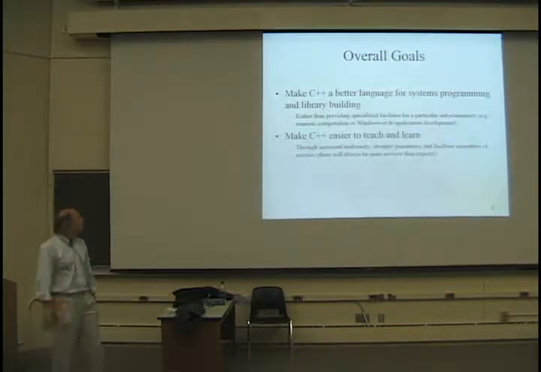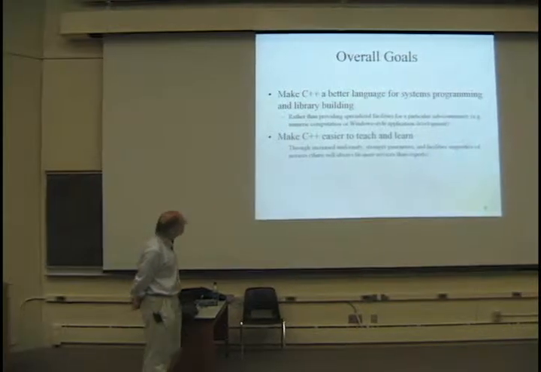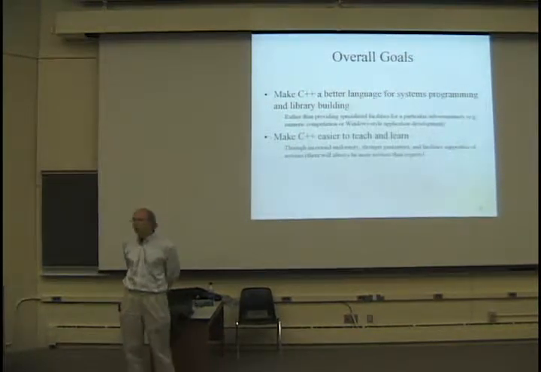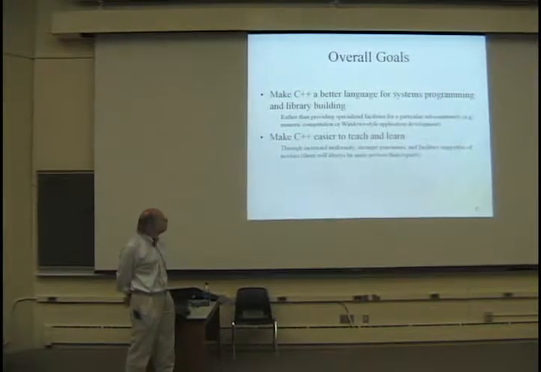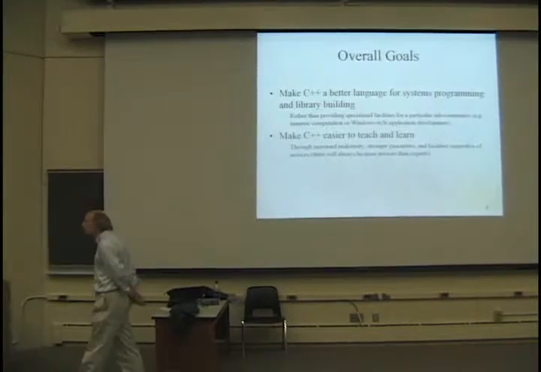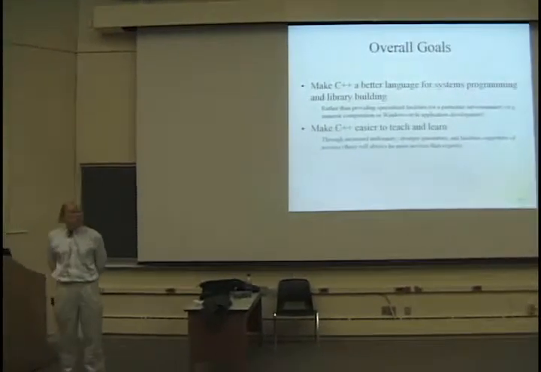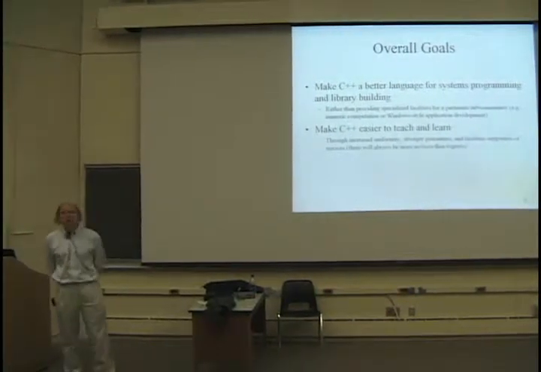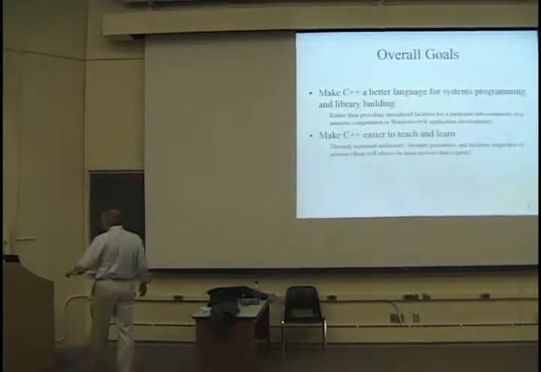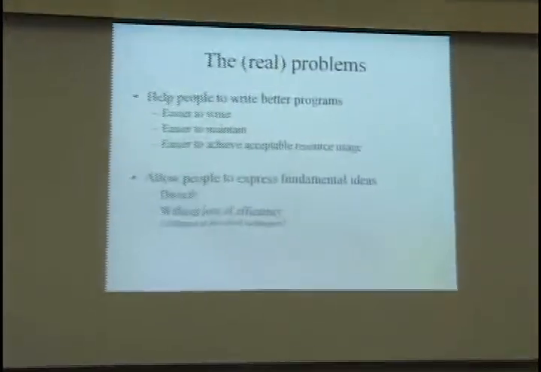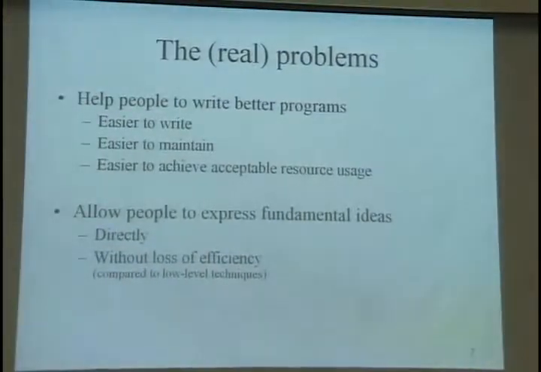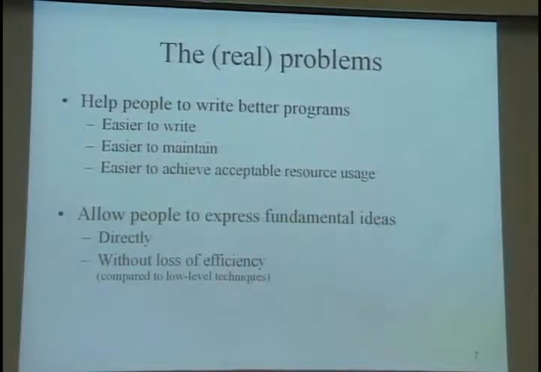And we would like to make C++ easier to teach and learn, and since we can't cut away things, that means that we have to increase uniformity, we have to make stronger guarantees about things. Basically, we're not as successful about that as we could be, and I'll explain to you why. The real problems we're trying to deal with simply: we want people to write better programs. We want to make it easier to write code, easier to maintain, and easier to achieve acceptable resource usage.